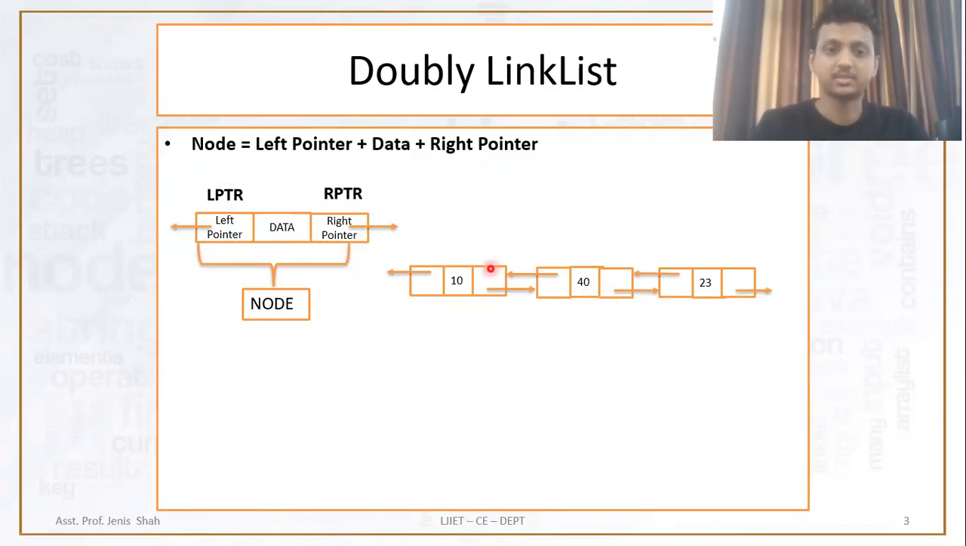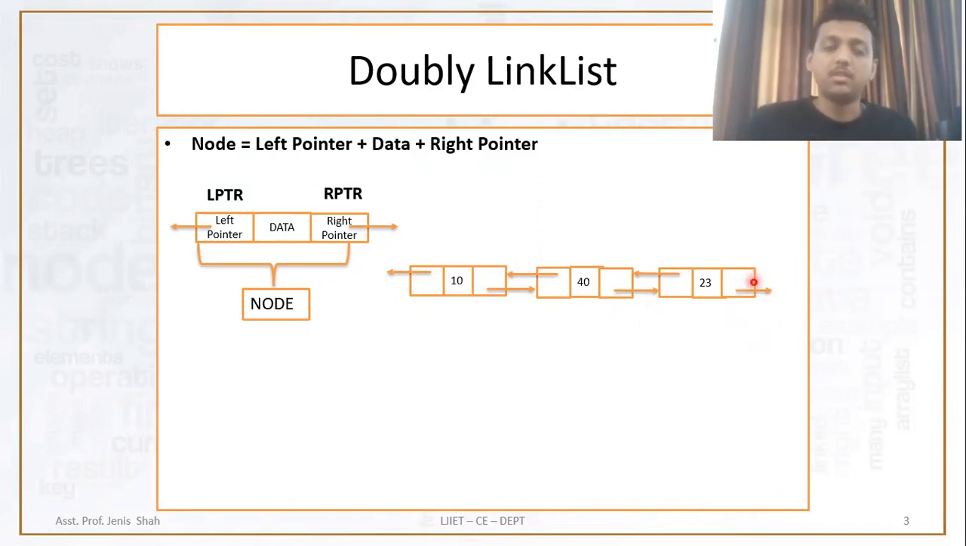Next, students, suppose this is the doubly linked list. Then this link is known as LPTR of 10. This link is known as RPTR of 10, the right pointer of 10. Again, this link is known as LPTR of 40, this link is known as RPTR of 40, LPTR for 23, RPTR for 23.